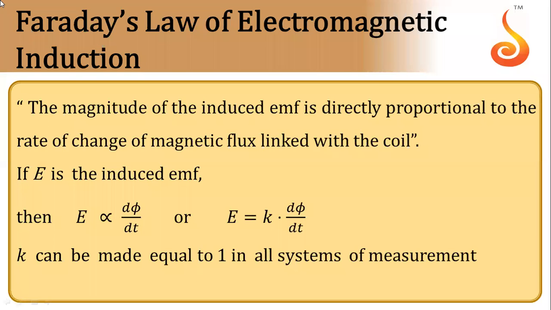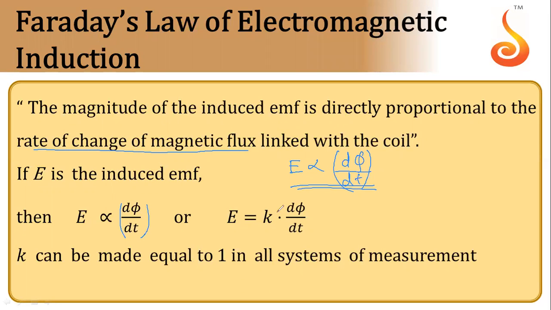Okay. The next topic is Lenz's law. According to this, the magnitude of the induced EMF is directly proportional to the rate of change of magnetic flux linked with the coil. If E is the induced EMF, then d phi by dt is the rate of change of magnetic flux. Phi is the flux, so the rate of change of the flux is d phi by dt, and the induced EMF, which we are denoting by E, will be directly proportional to d phi by dt.